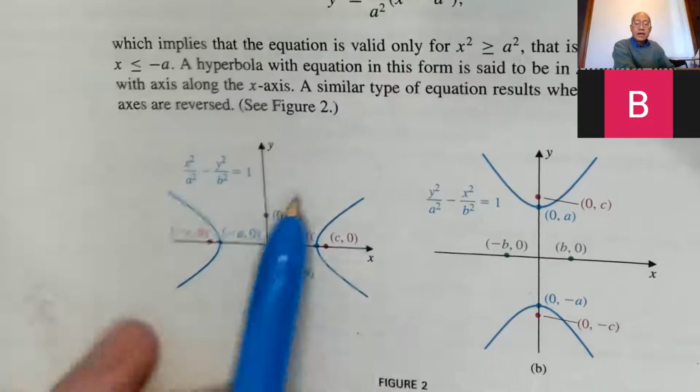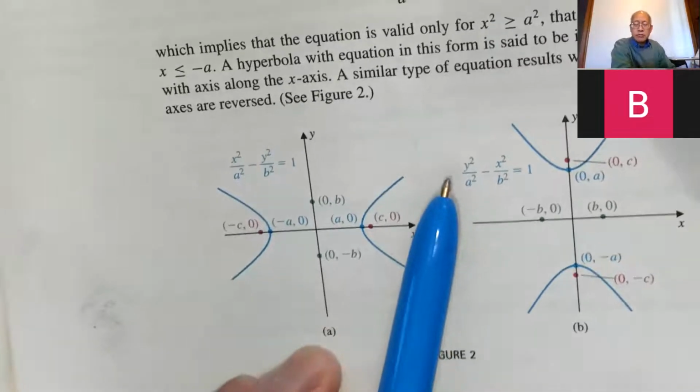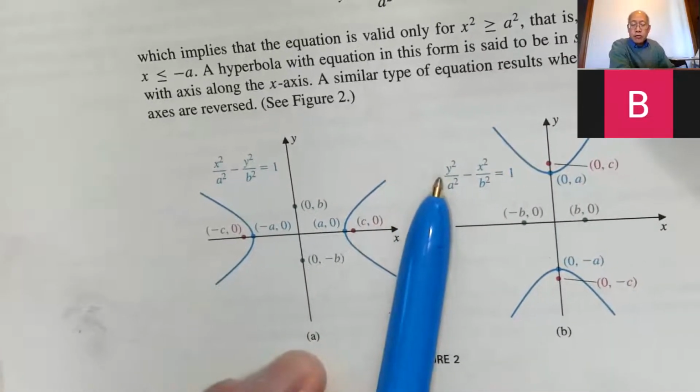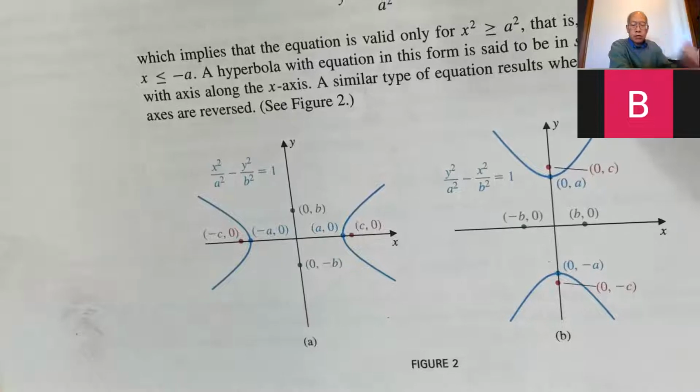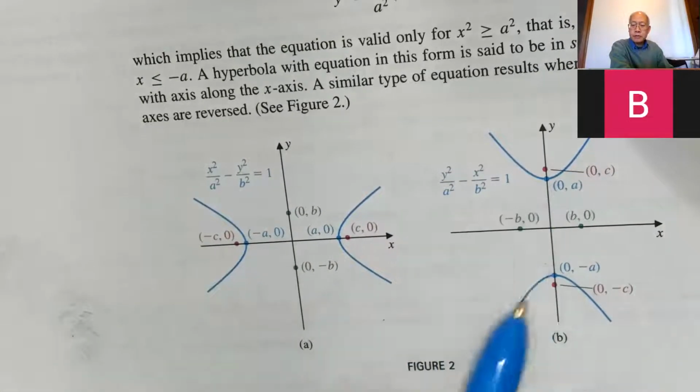Now, for the hyperbola, we're going to write the y squared first sometimes. They're not algebraically equivalent. Y squared over a squared minus x squared over b squared equals 1. That hyperbola is going to go up and down, like so.